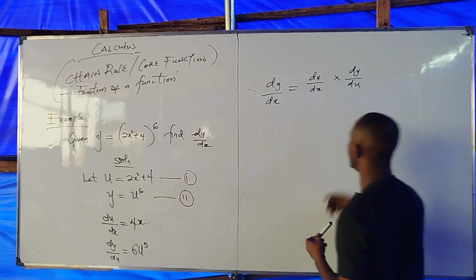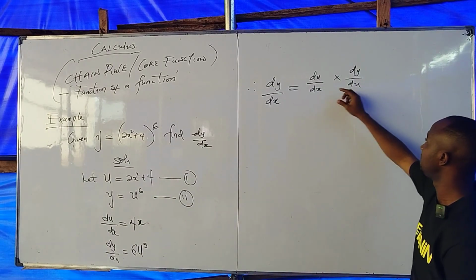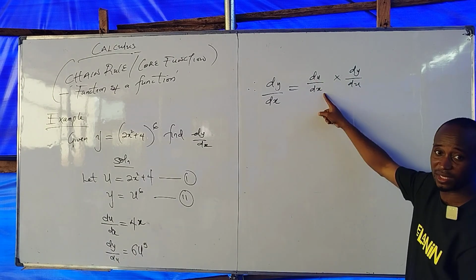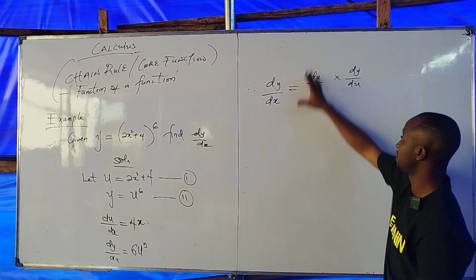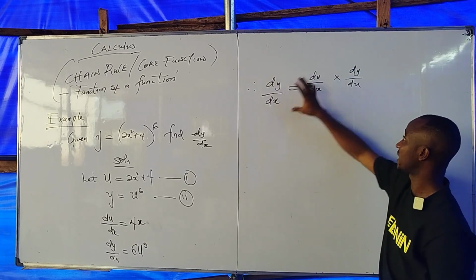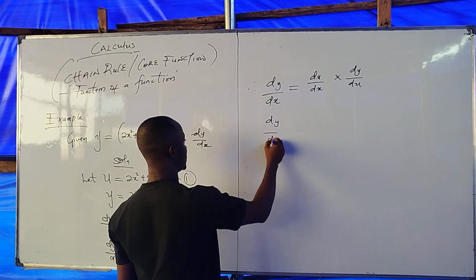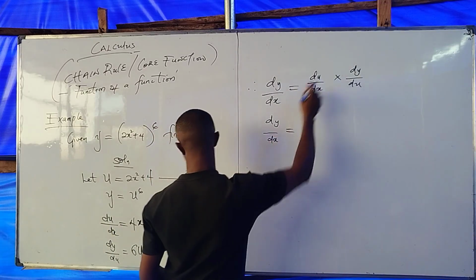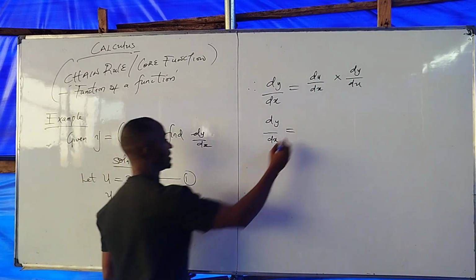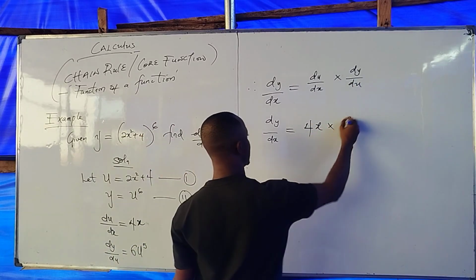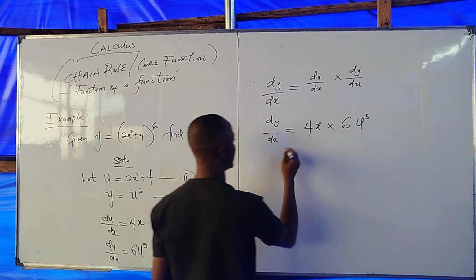Do you know what is true? If I divide, this can cancel this, remaining dy/dx. That means this expression is equal to this. So I can multiply them now. That will give us dy/dx equals du/dx, which is 4x, times dy/du, which is 6u raised to the power 5.